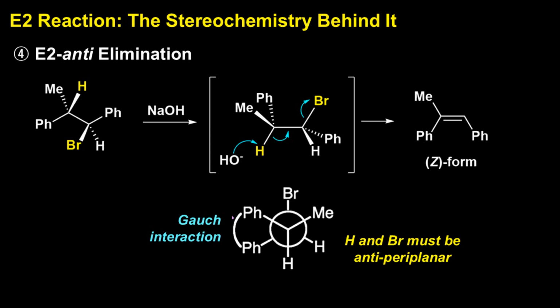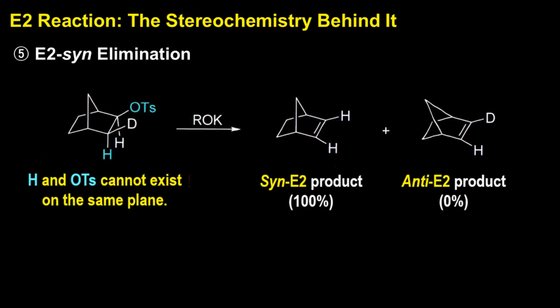So once again, we see that E2 is stereospecific. The exact geometry of the starting molecule directly controls both the stereochemistry and the reaction rate.